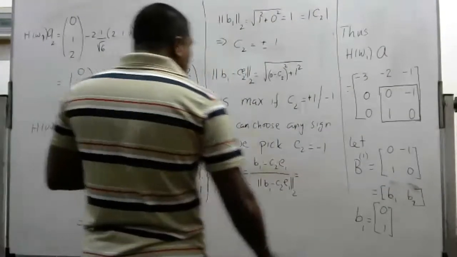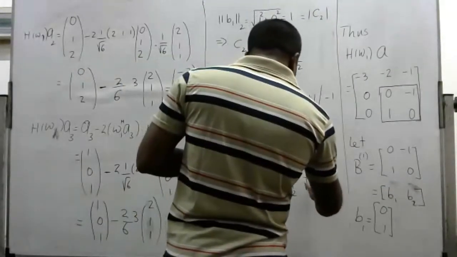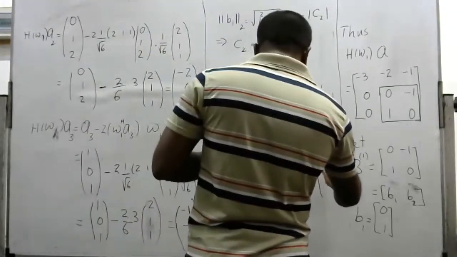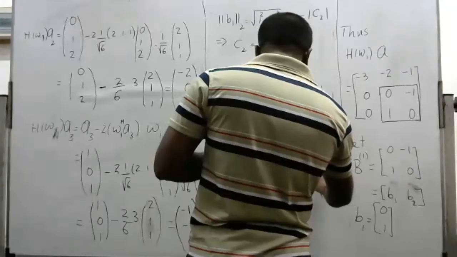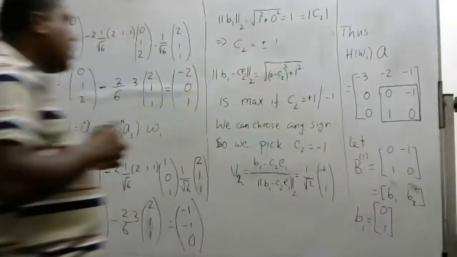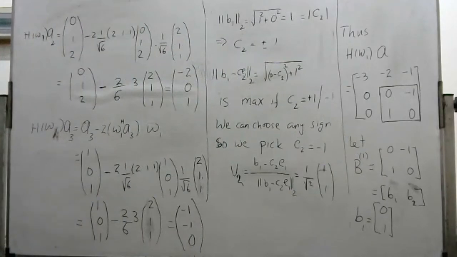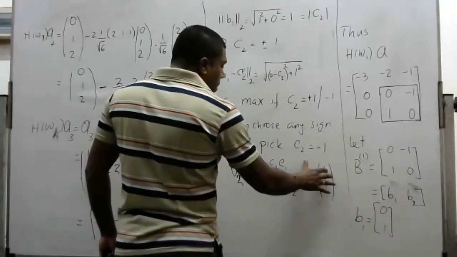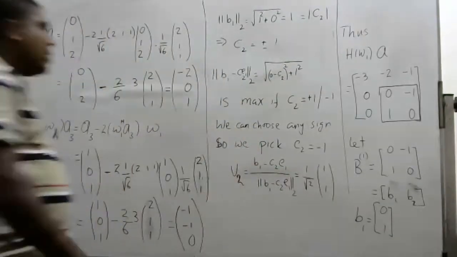And so that's 1 over square root of 2 times 0 minus 1 plus 1. So I will get B1 minus C2 E1 is B1 minus, so 0 minus C2, that is plus 1, and 1 minus 0, that is 1. So I have 1 over square root of 2 times 1 and 1.